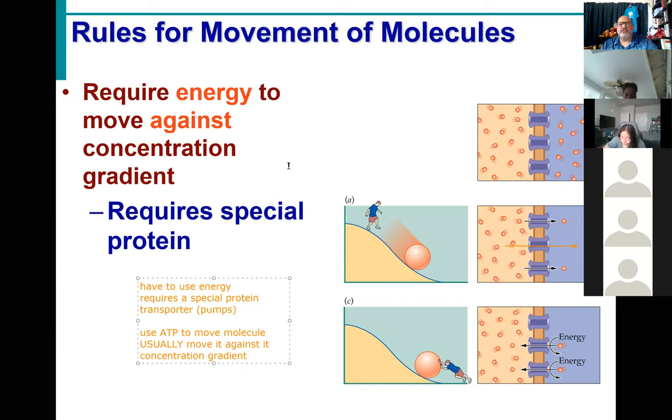Now, Haley, just for clarification, this right here, this part right here, that is facilitated diffusion.